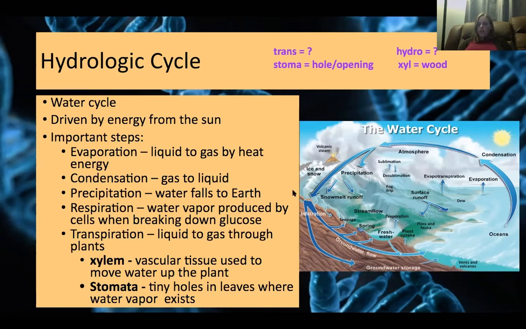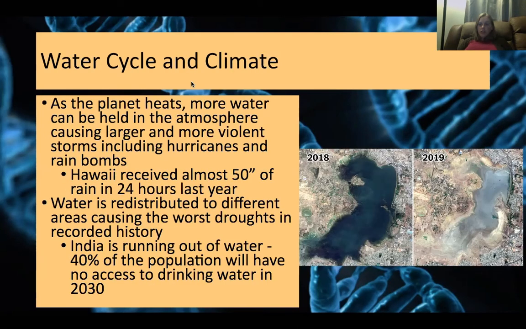So if we cut down a lot of plants, we are going to reduce the amount of water entering the atmosphere by transpiration. Humans have greatly changed our climate and thus changed our water cycle. As our planet has heated up, more water can be held in the atmosphere, and this causes more frequent, larger, more violent storms like hurricanes. In fact, this year in 2020, we have made it all the way through the English alphabet and are now circling back through the Greek alphabet for named storms that have formed during our hurricane season. That hasn't happened since 2005.